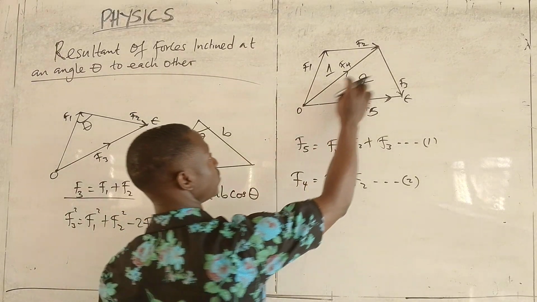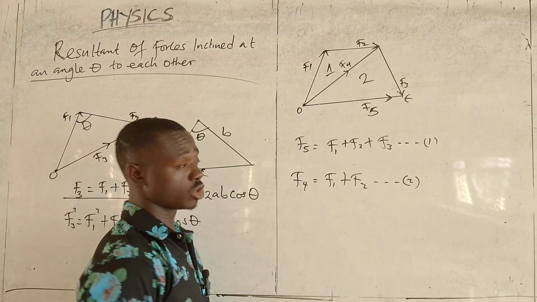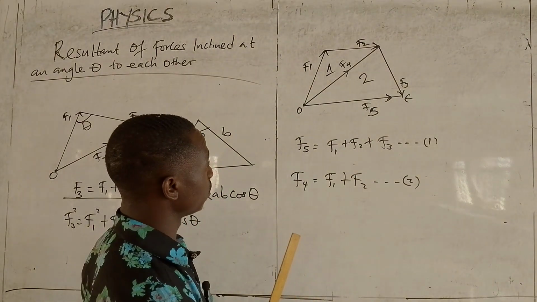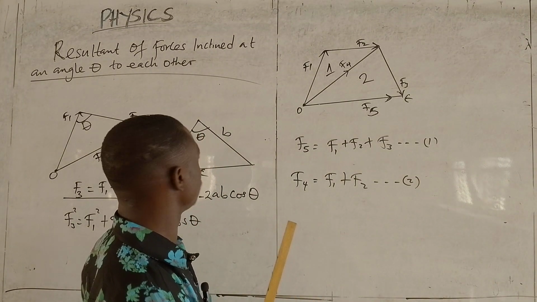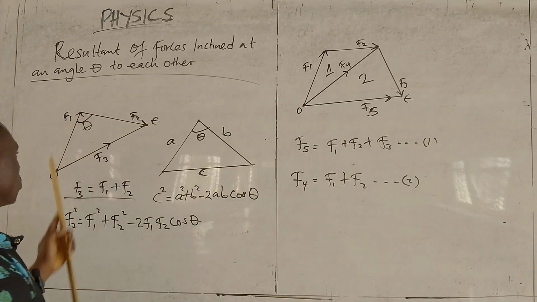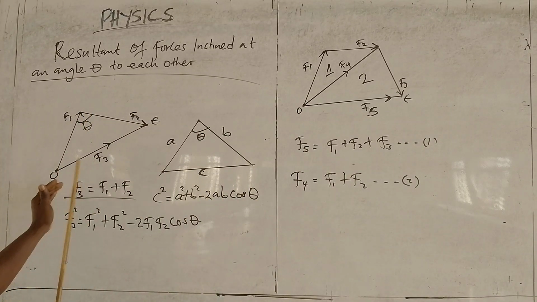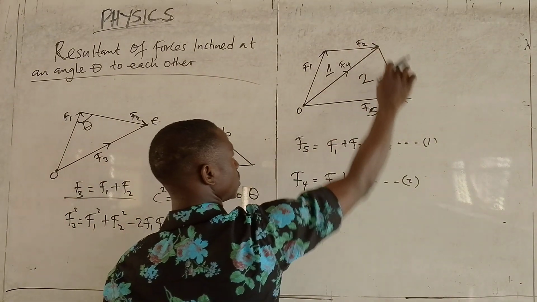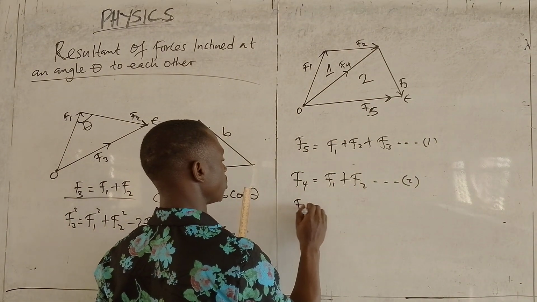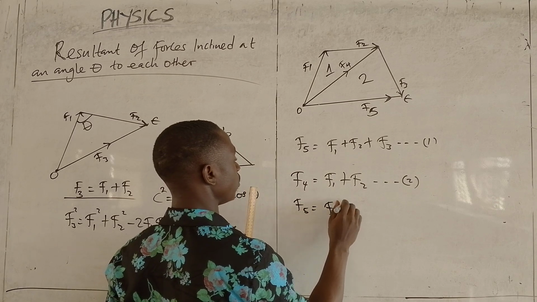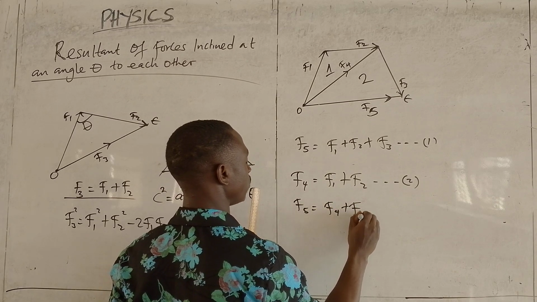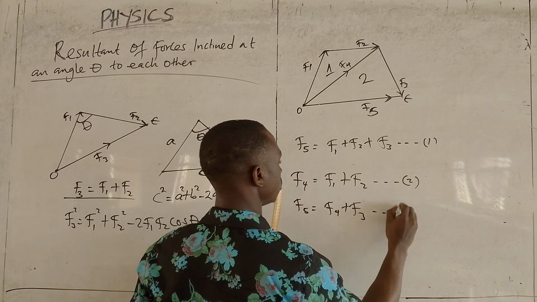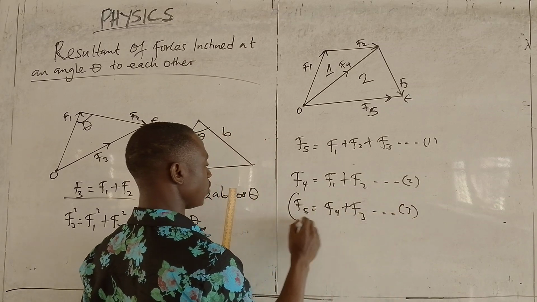Then look at the second triangle here. What do we have there? We have F3, F4, F5, right? So which one do you think is also the resultant of the other two forces? So I told you that your triangle must always look like this. The resultant must double cross the other two forces, okay? F what? F5. So F5 will be equal to F4 plus F3. So call this one equation 3. Now, what did I say F5 is?